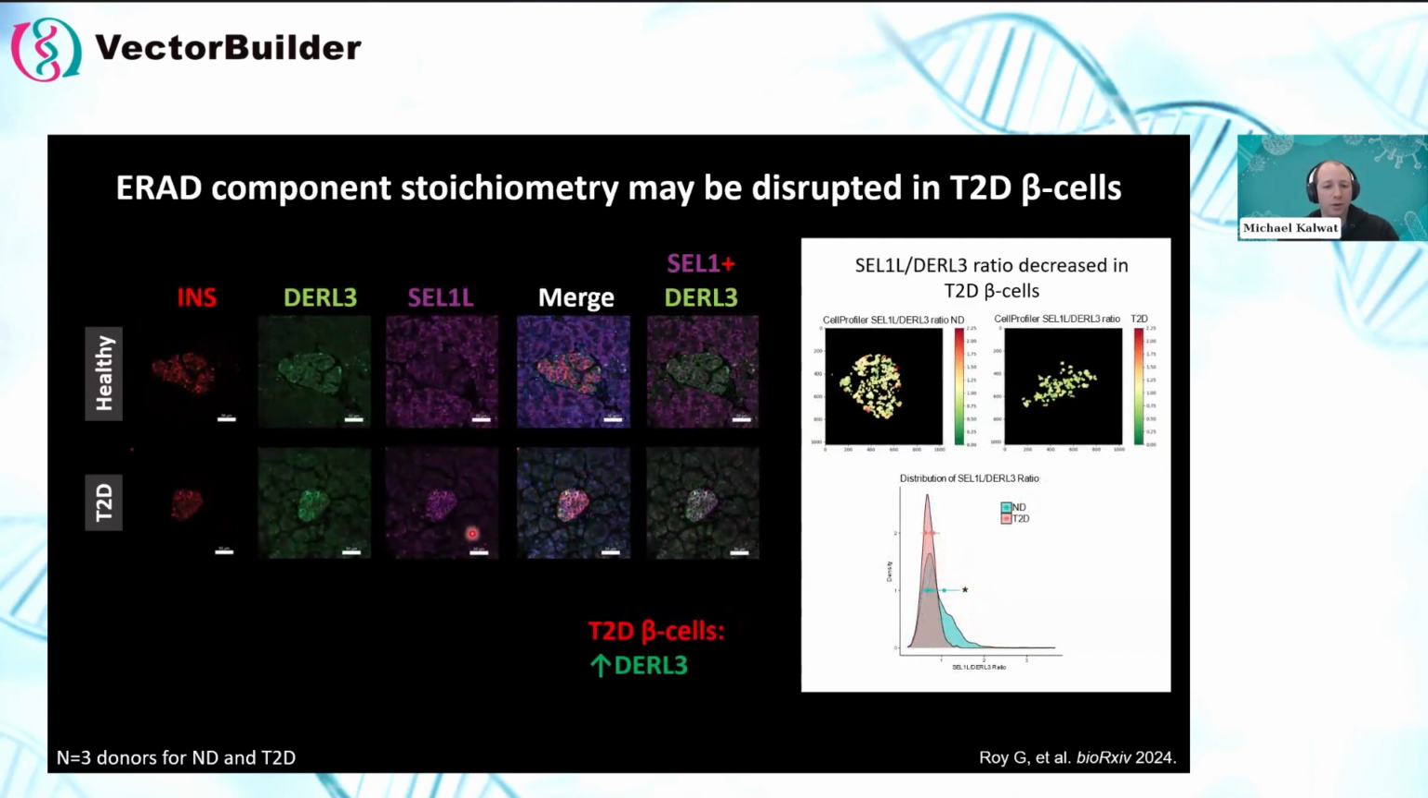And I mentioned there were other components of eRAD. In one case, there's this component called Derlin-3. It's also induced in hypersecretion, but this one hasn't ever been measured in type 2 diabetic pancreas before. So we stained for Derlin-3 and Sel1L at the same time, and we performed the same kind of analysis so we could look at the ratio of the components. And we found the opposite. In this case, it looked like Derlin-3 was going up, so the ratio of Sel1L to Derlin-3 was left shifted.